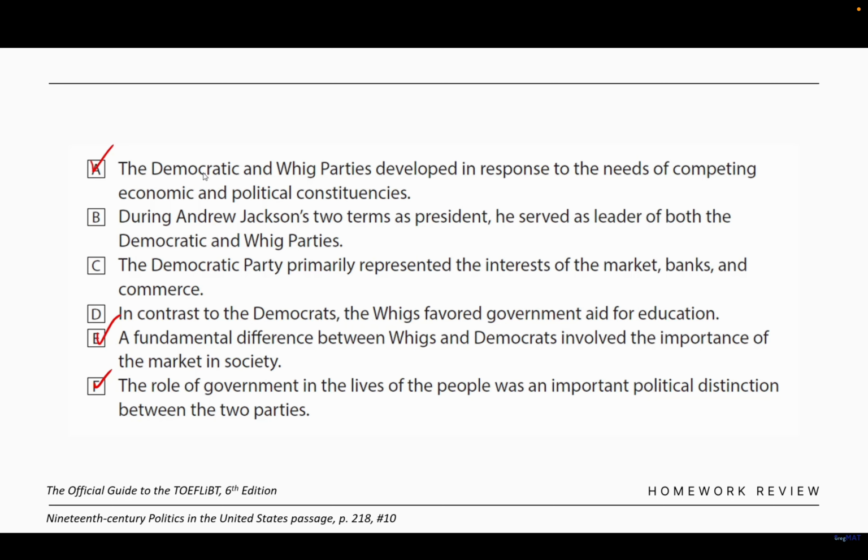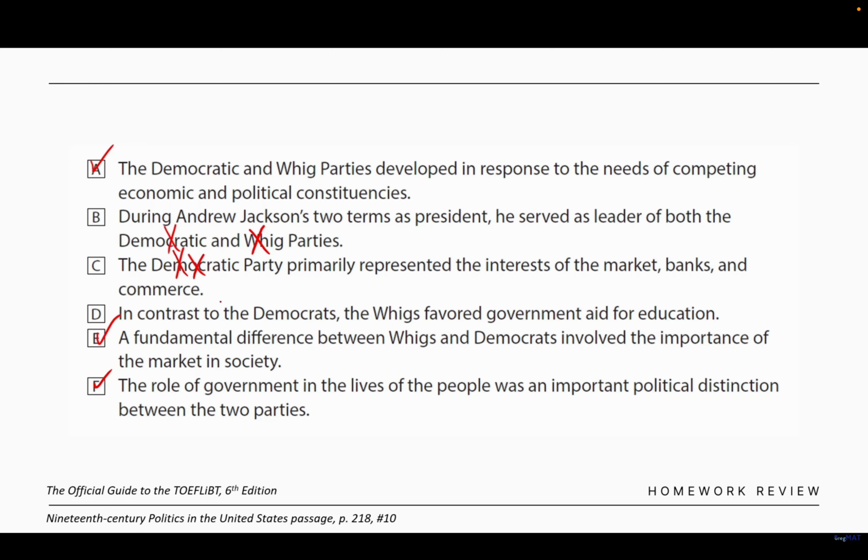Yeah, I think B is wrong because the sentence says that in the 2 terms as president, he served both in Democratic and Whig parties, but that's wrong. Yeah, that's just wrong. He was a Democrat. Okay, see? And this is true for the Whig party, not the Democratic Party. Awesome. Yeah, the Democratic Party did not like the market and the banks. Exactly. D?